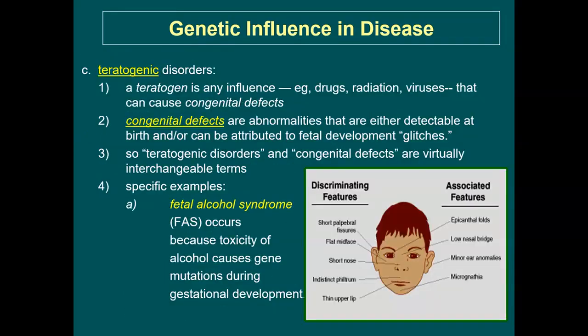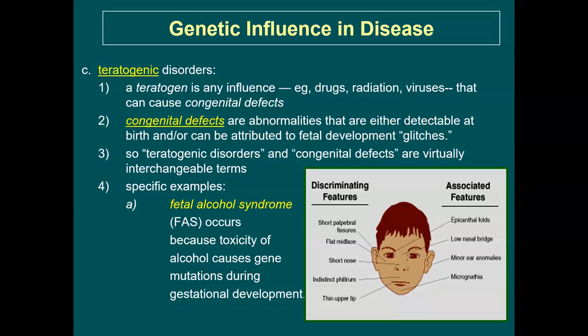So what about teratogenic disorders? A teratogen is an influence from some outside factor such as drugs, radiation, or viruses, and these outside factors can cause congenital defects. And these congenital defects or abnormalities are basically glitches or problems that occur during fetal development. So when we think about a teratogenic disorder, we're really talking about congenital defects. In other words, there's some gray area, but we're going to keep it strict fact.